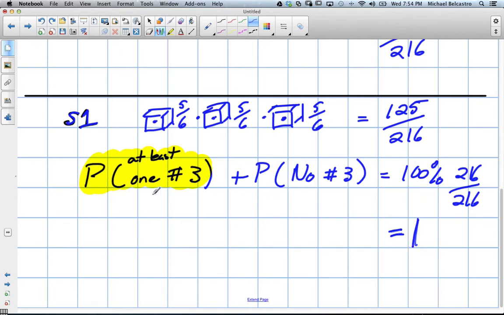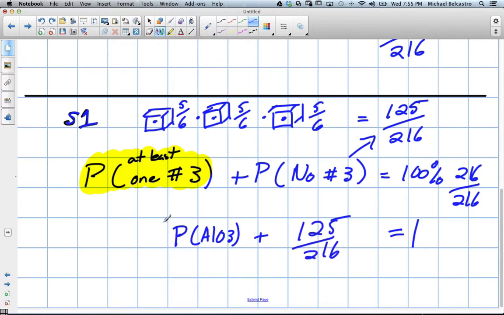We're trying to find the probability of at least 1 number 3. So I'm just going to write P of ALO3, at least 1 3. Okay. What's the probability of no number 3s? What's the actual probability here? Do you remember what it was? Okay, so let's pretend we've never done this, and this is how we started the question. What was our probability of not getting a 3? 125 over 216.